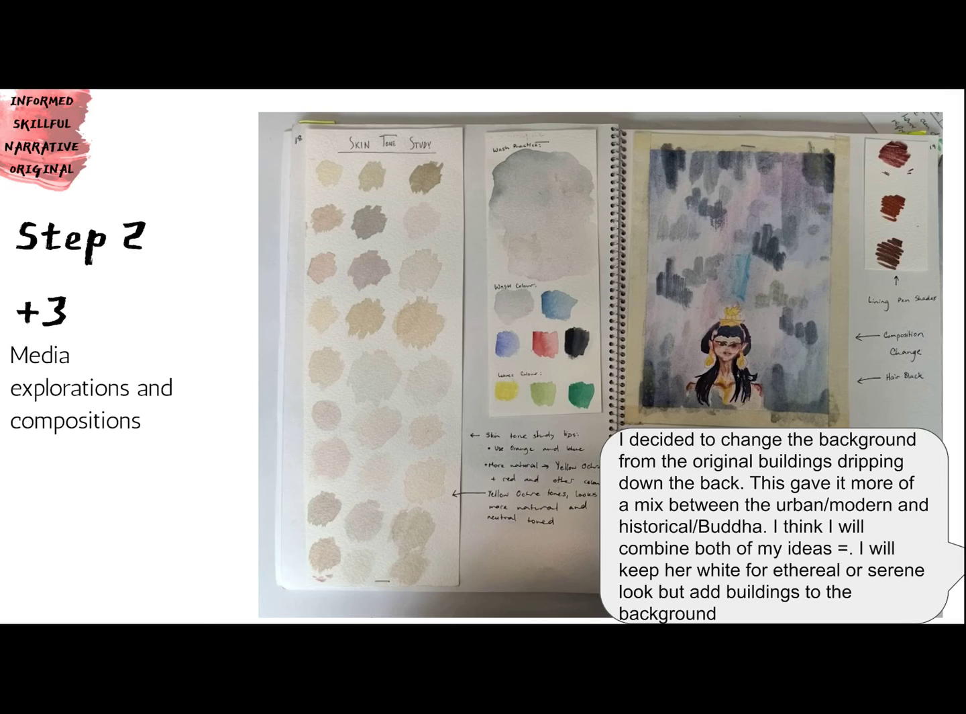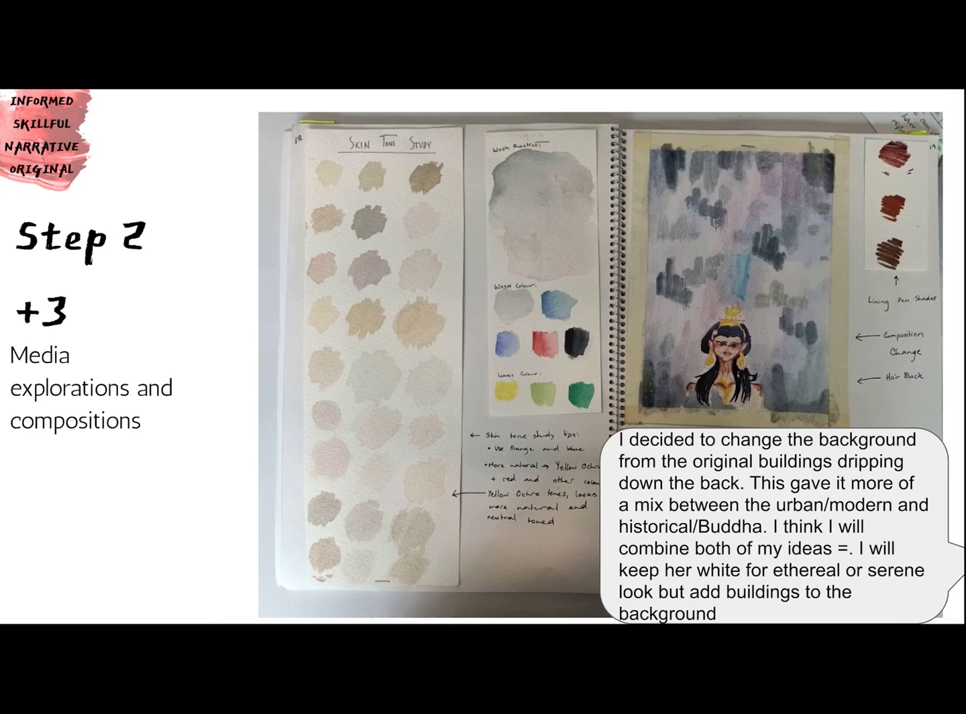And here they said, I decided to change the background from the original buildings dripping down the back. This gave it more of a mix between the urban and modern, the historical and the Buddha. I think I would combine both of my ideas. I will keep her white for the ethereal or serene look, but add buildings to the background. So that annotation is just behind it, but it was quite hard to read.